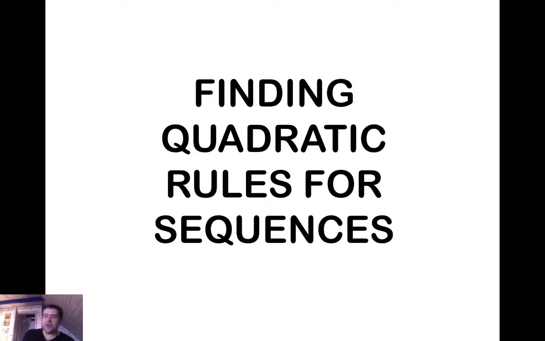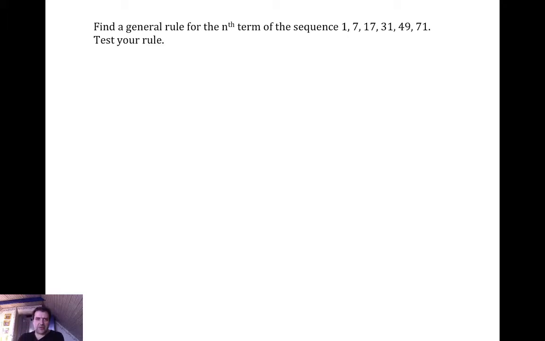So here's a video about finding quadratic rules for sequences. You've hopefully watched my previous video about finding the rule, where you have a simple sequence that goes up by a set amount every time, and you find a rule that's usually nth term equals something times n plus or minus something. So here's a more complicated sequence, and it's complicated because it doesn't go up by a set amount every time. So it's 1, 7, 17, 31, 49, 71. So we've got to find a general rule for that and test it.